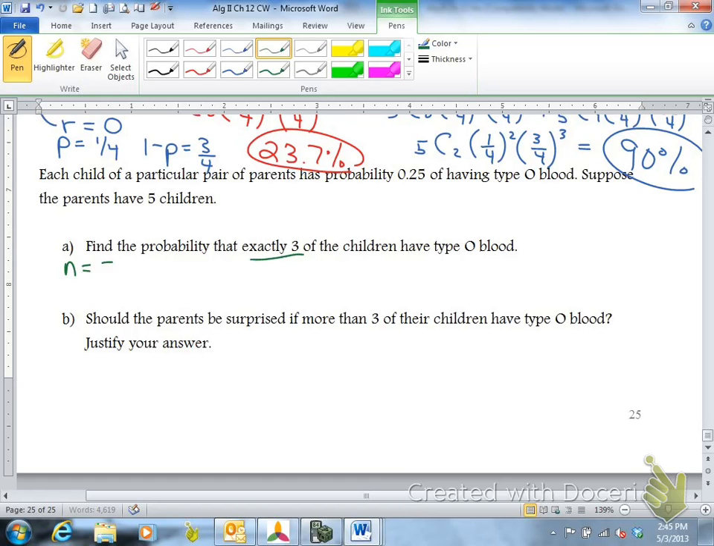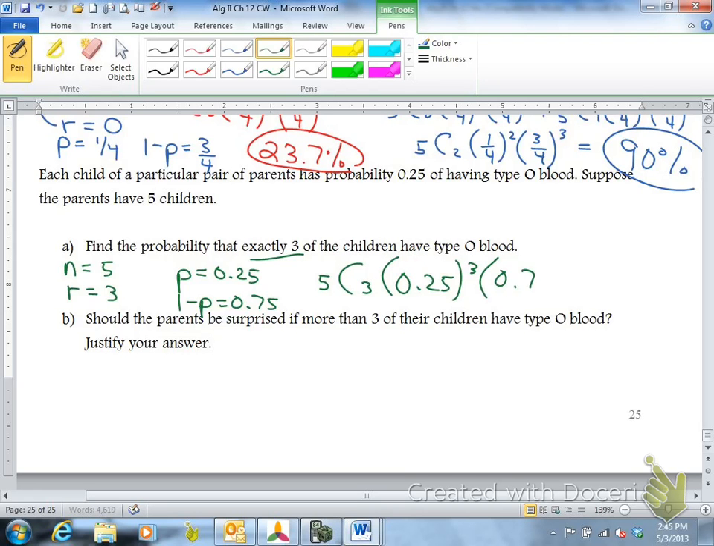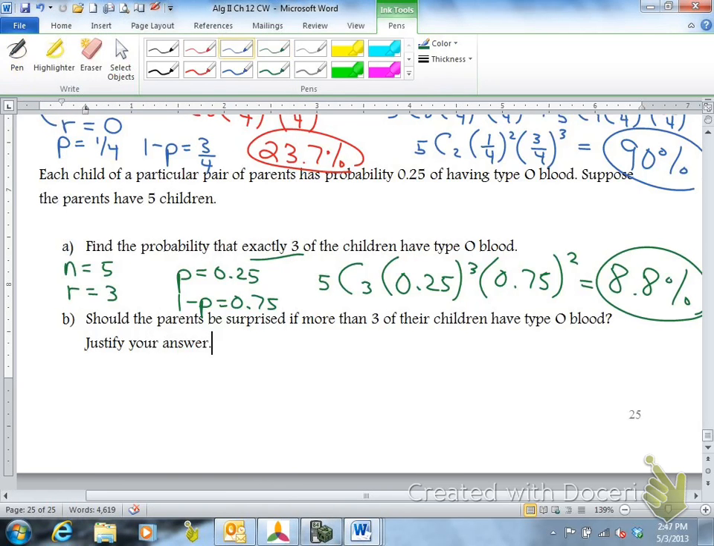So n is 5 kids. Your success is 3. Probability of having O type blood is 0.25, and 1 minus that is 0.75. So you have 5 choose 3, 0.25 to the 3, 0.75 to the 2. And the answer is 8.8%.